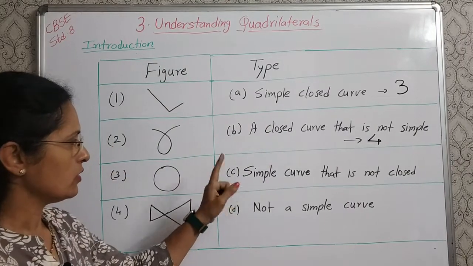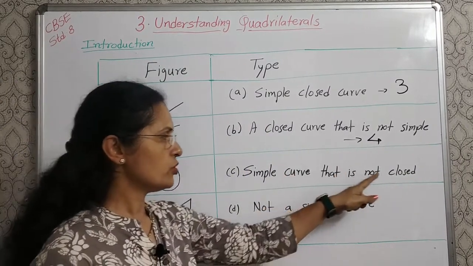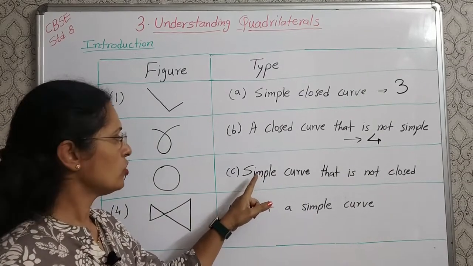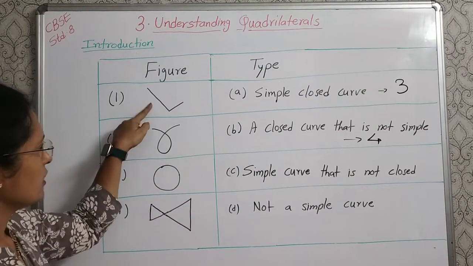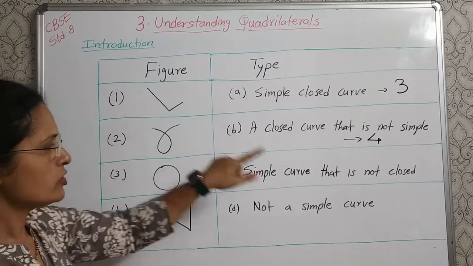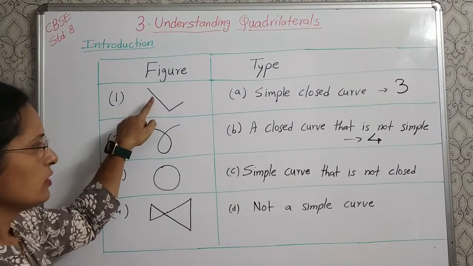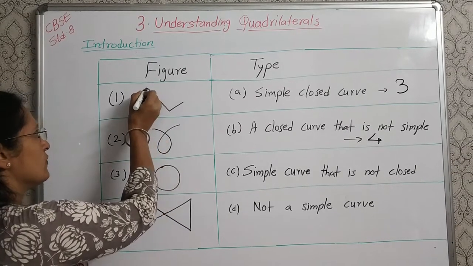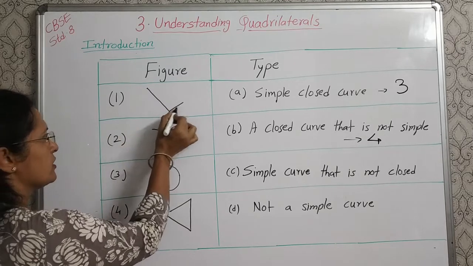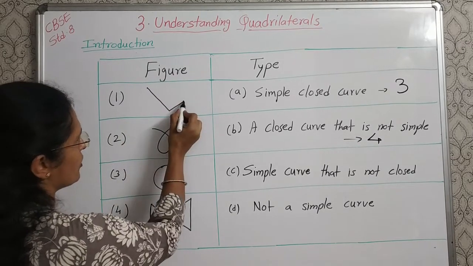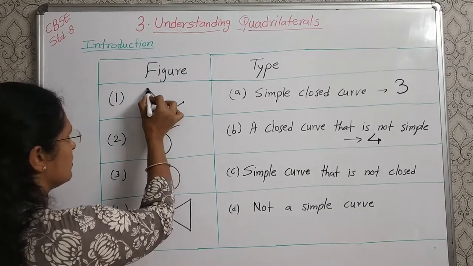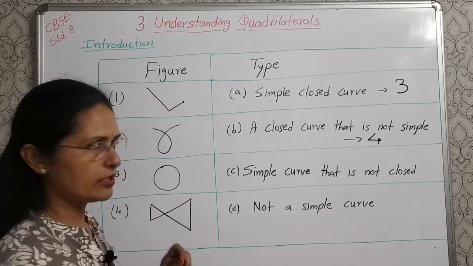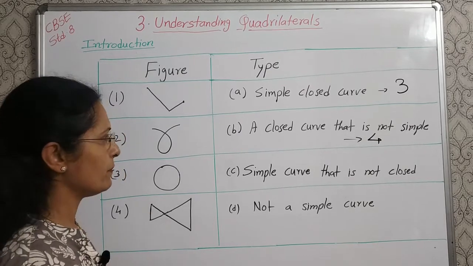Now C, simple curve that is not closed. Simple curve means not overlapping. So here it is not overlapping and it is not closed, because see, the end point and starting point are separate here. If you start from here, then you will draw like this, and you will end here, or you will start from here and you will end here. So the starting point and ending point are not touching each other, it is not retracing, it is not overlapping.